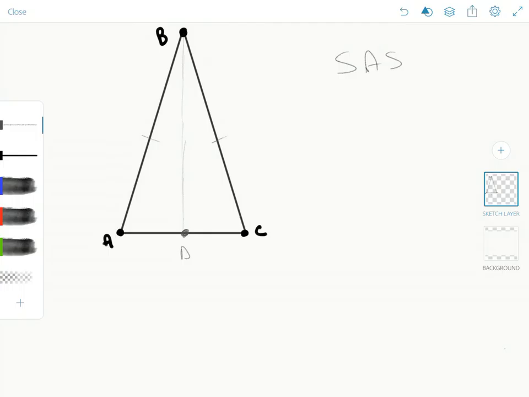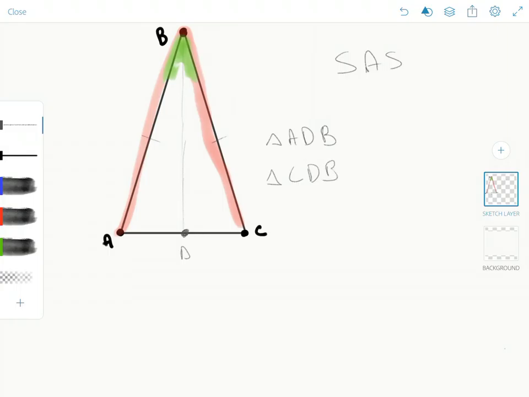But what we can know for sure is because this is an isosceles triangle, this side here is congruent to this side here. And because this is an angle bisector, this angle here is congruent to this angle here. So what we're going to do is compare triangle ADB to triangle CDB.